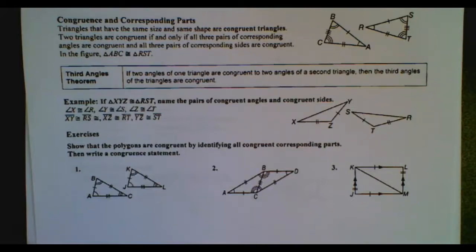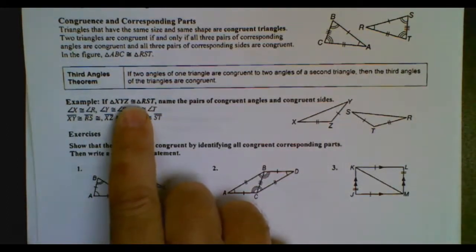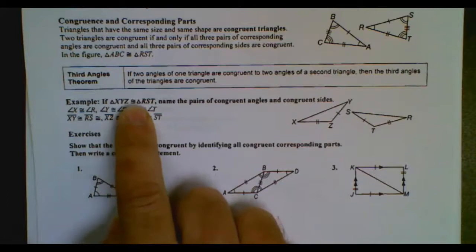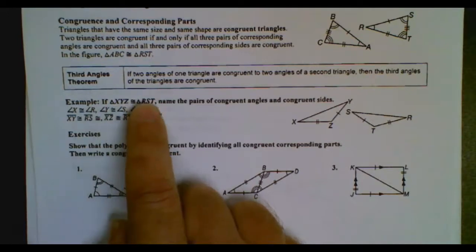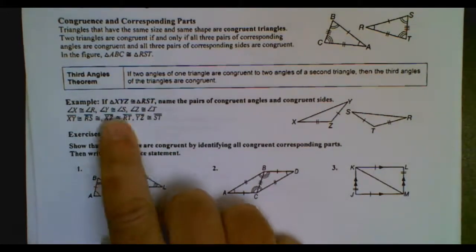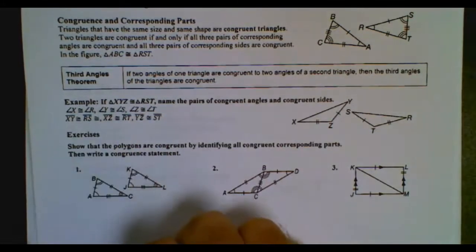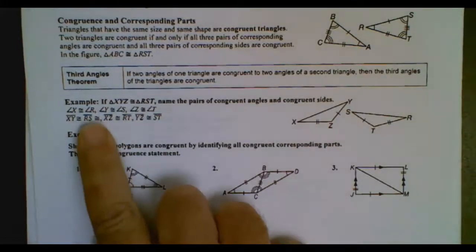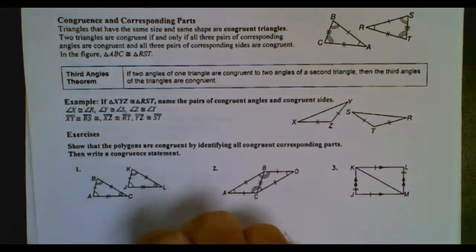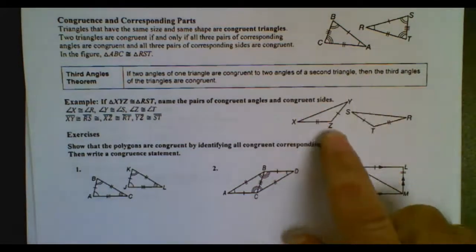As I look at this example, again right here, you have a congruence statement. Super important. Don't ever overlook the congruence statement, because it tells you which parts from this triangle correspond to which parts on this triangle. Right here, they've identified all 6 corresponding congruent parts. They have the 3 angles that match and the 3 sides that match. And that's what we're being told if these are congruent triangles.